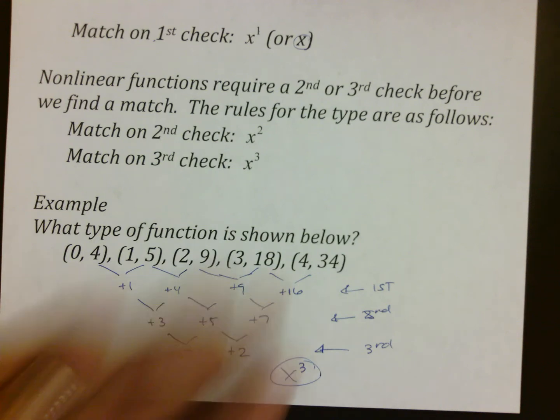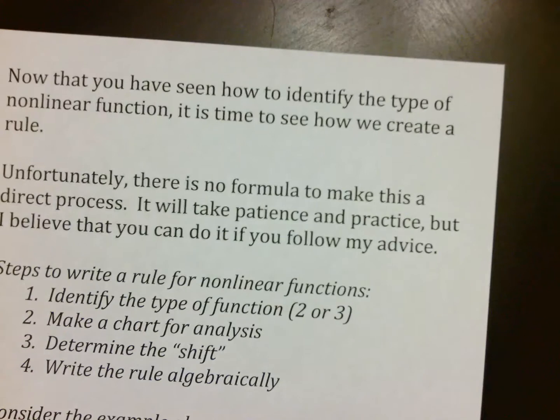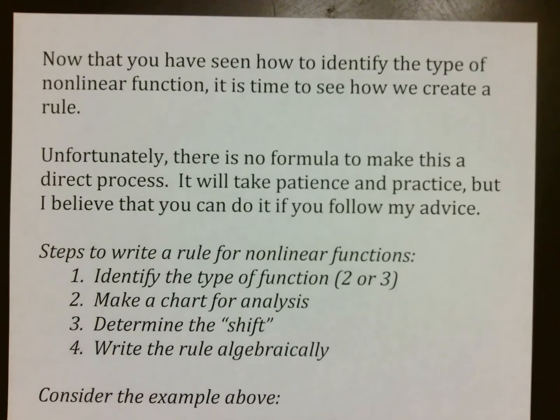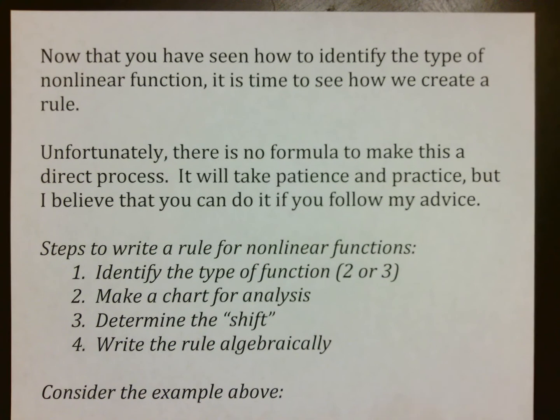Alright, so now that you have seen how to identify the type of nonlinear function, it's time to see how to create the rule. So again, I didn't give you two examples because in all honesty, you're either going to see ones that match on the first, match on the second, match on the third. That's more for your homework and your practice. But you now can see what you're doing, which is if the numbers don't match up in your differences, check those differences and then check another level and then check another level until they all match. Unfortunately, there is no formula to make this a direct process, but it will take patience and practice.